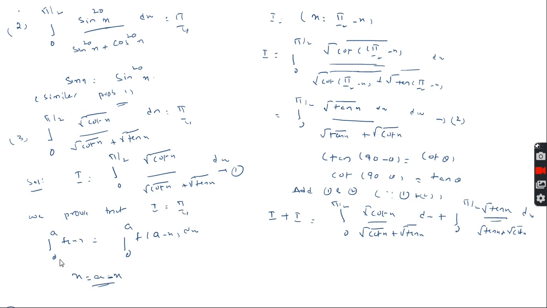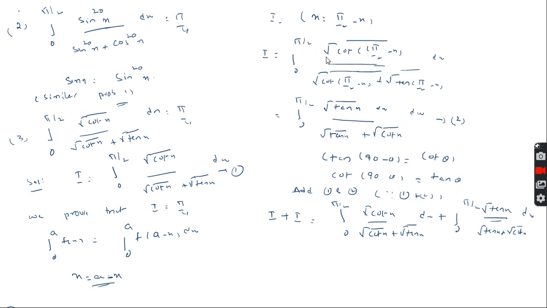We know the formula: the integral from 0 to a of f of x is equal to the integral from 0 to a of f of a minus x. So we just substitute x equal to a minus x. Here, what is the a value? The a value is equal to pi by 2.